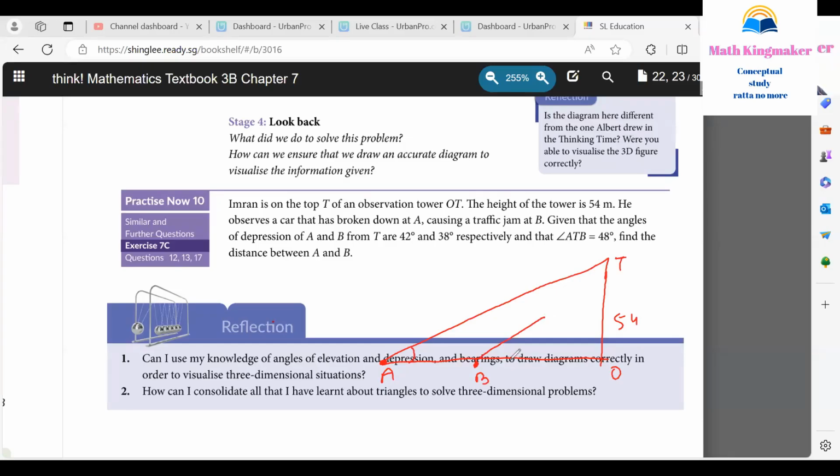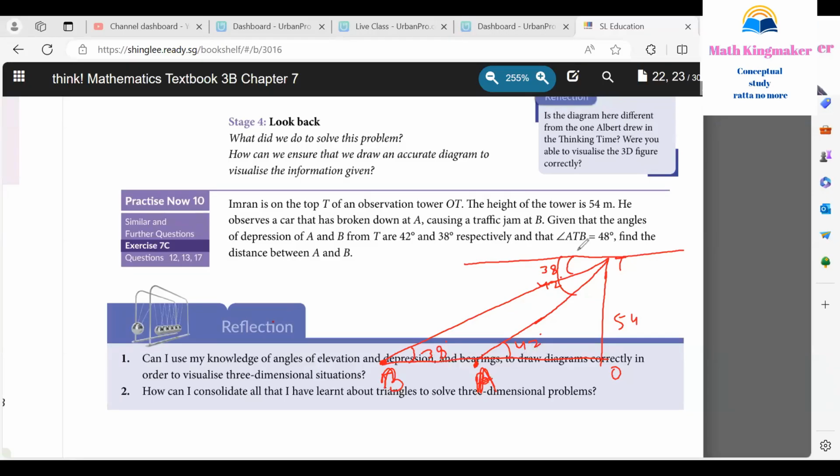At A, it is 42. So A must be here, and B must be here because it's a lesser angle, that is 38. But because it is an angle of depression, you have to make the figure like this. So this will be 38 and this will be 42. So this is 38, this is 42.